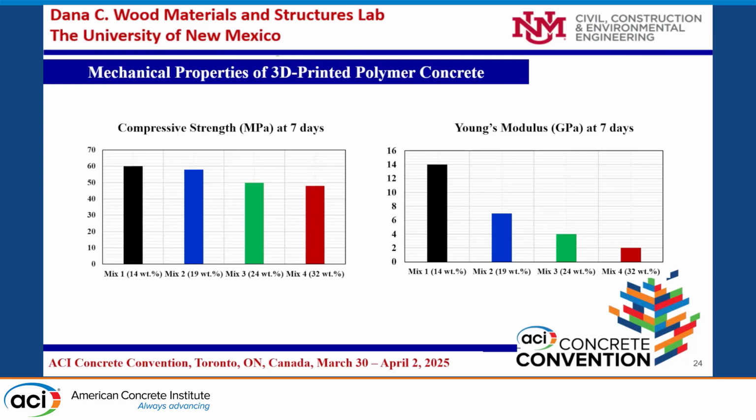To confirm that we have good structural stability, polymer concrete showed a 60 MPa strength value at 7 days, which is comparable to normal concrete, but we are getting that at early ages. And the interesting thing about polymer concrete here is that we can get a range of Young's modulus. We can get 14 gigapascal and ending with 2 or 3 gigapascal, which can be very useful in applications where we need vibration damping.